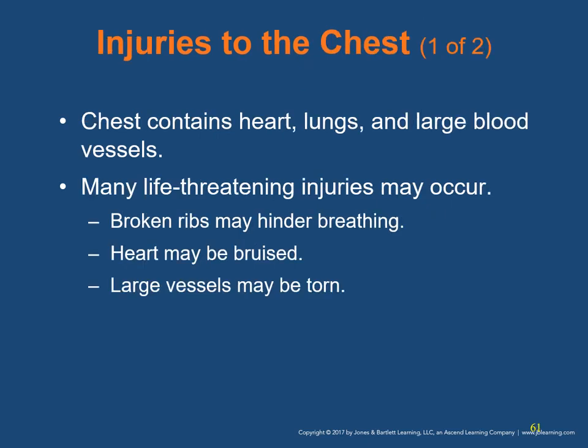Injuries to the chest. The chest contains the heart, lungs, and large blood vessels. Many life-threatening injuries may occur. Broken ribs may hinder breathing. Bruising may occur to the heart and cause an irregular heartbeat. Large vessels of the heart may be torn inside the chest, causing massive unseen bleeding. Air may collect between the lung tissue and the chest wall, known as a pneumothorax.